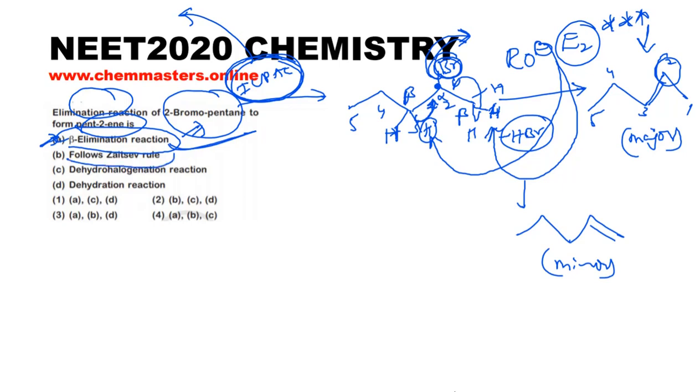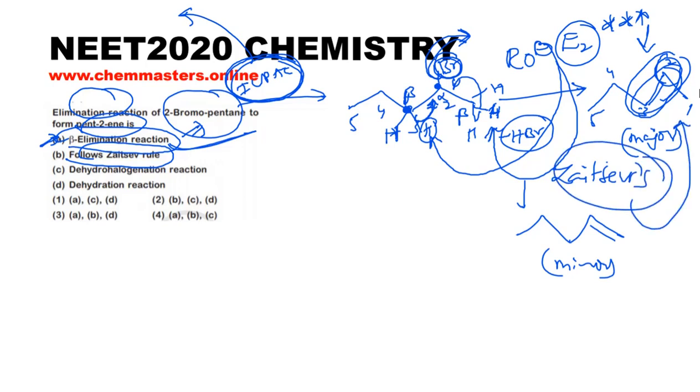Now, is it following Zaitsev rule or not? You can see the product is 2-pentene, where you can see that a highly branched alkene is produced. So according to Zaitsev rule, the highly branched alkene is going to be produced from that elimination reaction as the major product. That's why the second statement, that the given elimination reaction is also following Zaitsev rule, is also the correct one.